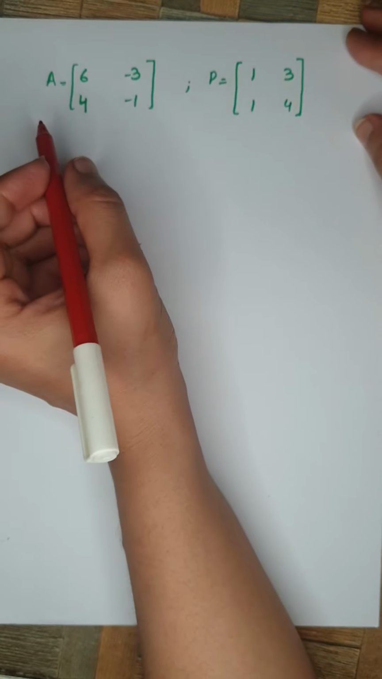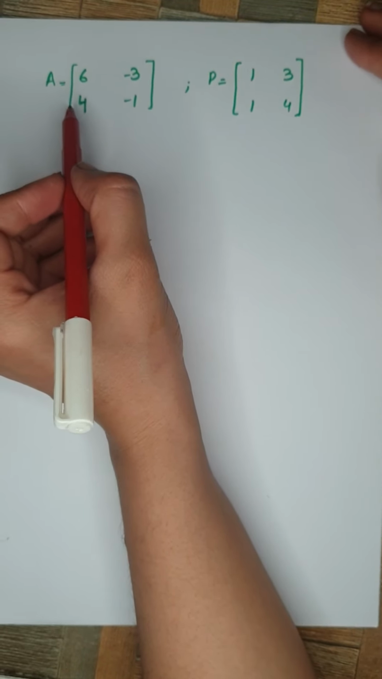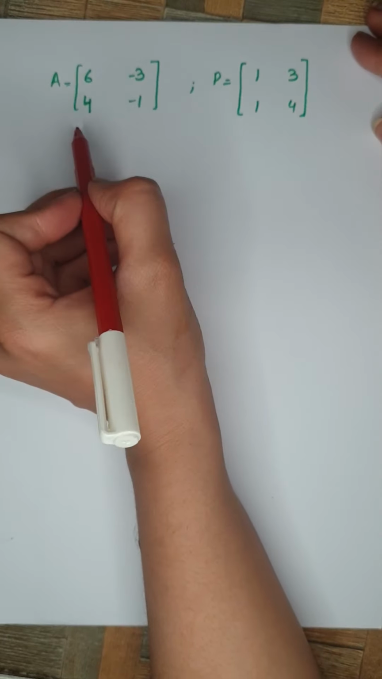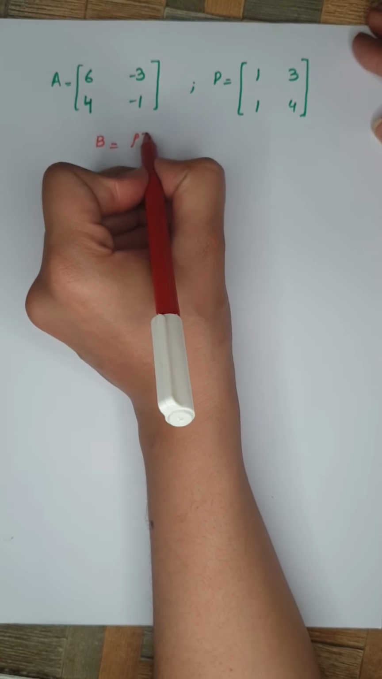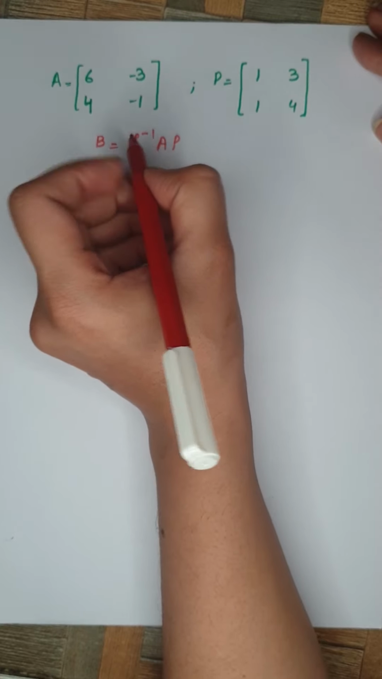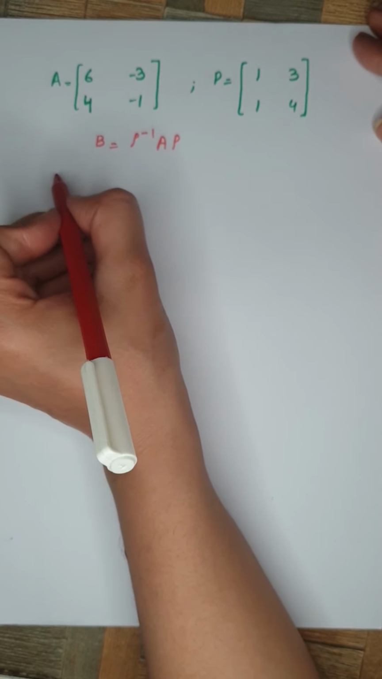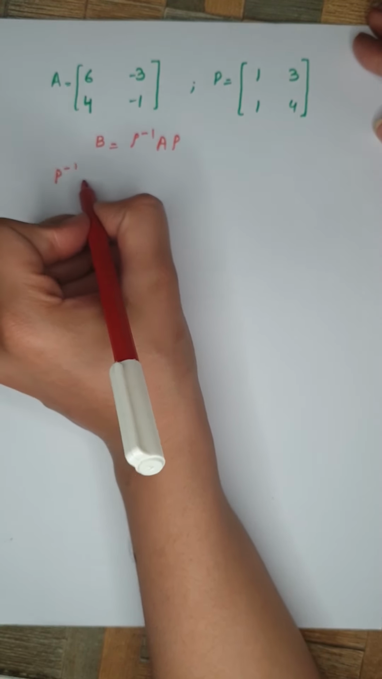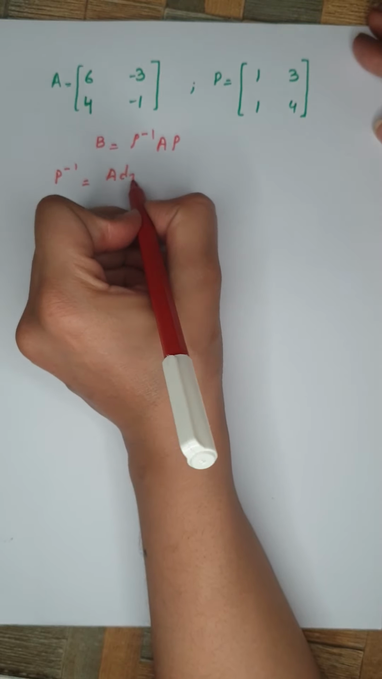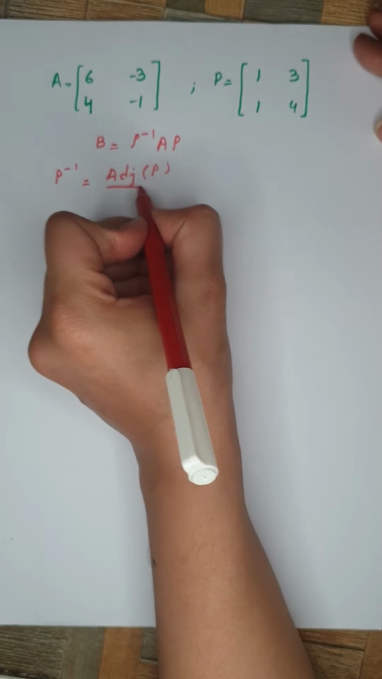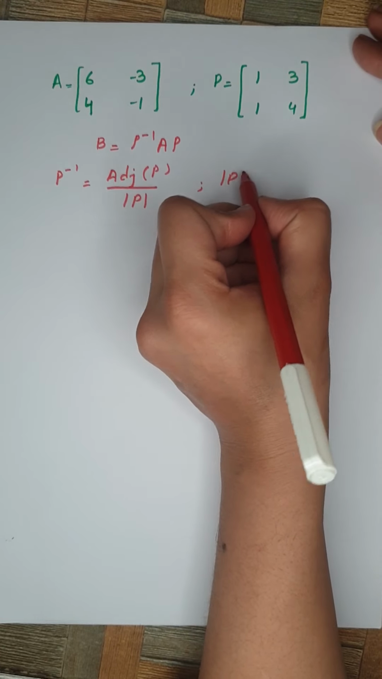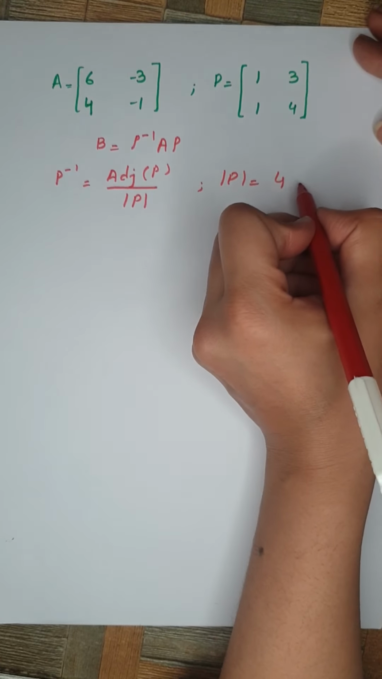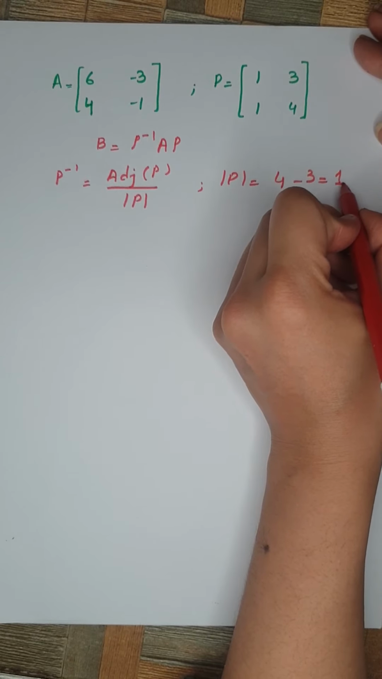So let's start finding the eigenvalues of a matrix A, then the similar matrix B that is actually related as B is equal to P inverse AP. First of all we need to calculate P inverse. So P inverse is equal to adjoint of P divided by P determinant, and P determinant is equal to 4 minus 3, which is equal to 1.